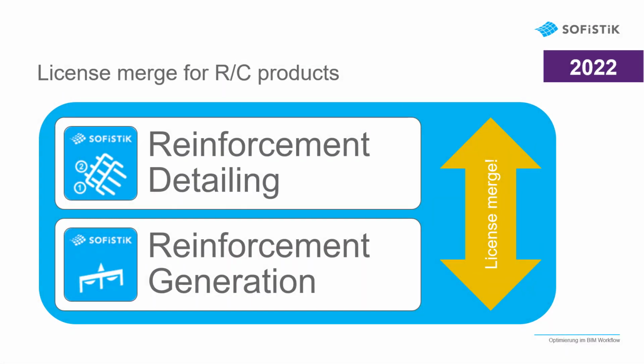One of the biggest innovations in version 22 is the merging of the license for the SOFiSTiK Reinforcement detailing and generation products. From now on, the products will only be available as a bundle. Subscribers to one of the two products receive the other product free of charge.